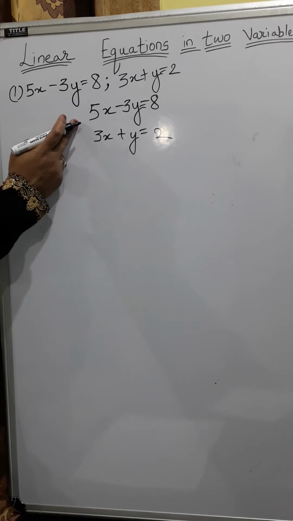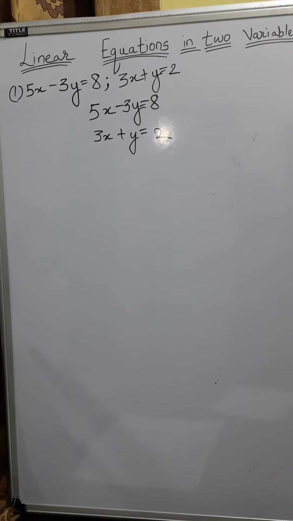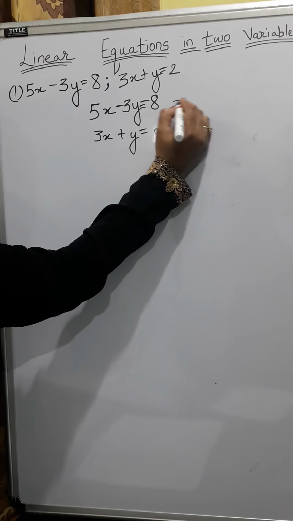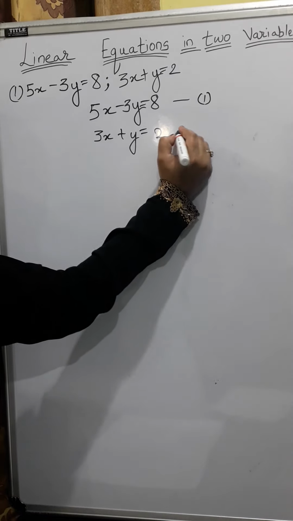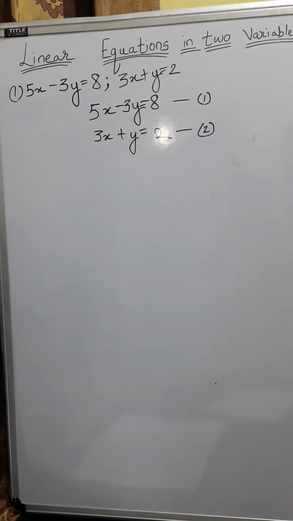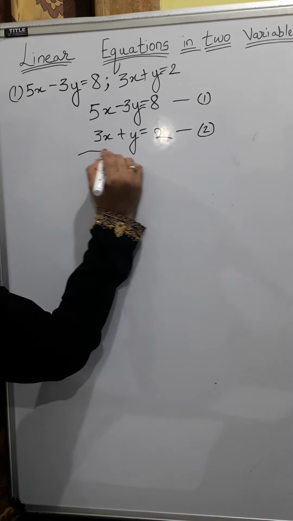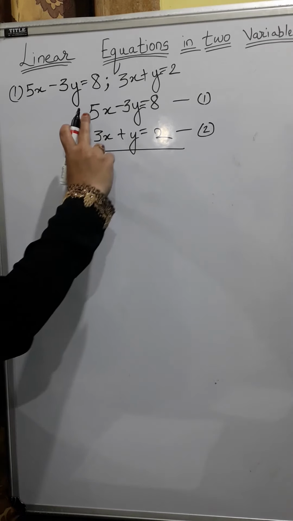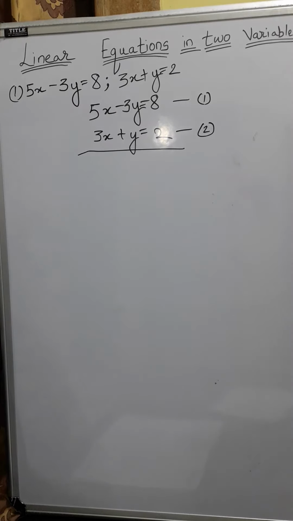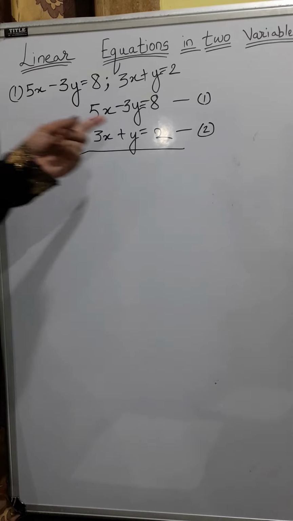So this is one of your equations, and this is the other. You have to consider this equation as equation number 1 and the other as equation number 2. In this type you have to eliminate any one of the variables. To make it easier, by seeing the question itself, we can eliminate the variable with different signs. See, equation number 1 is 5x minus 3y is equal to 8, and the other is 3x plus y is equal to 2. We can eliminate the y variable here.